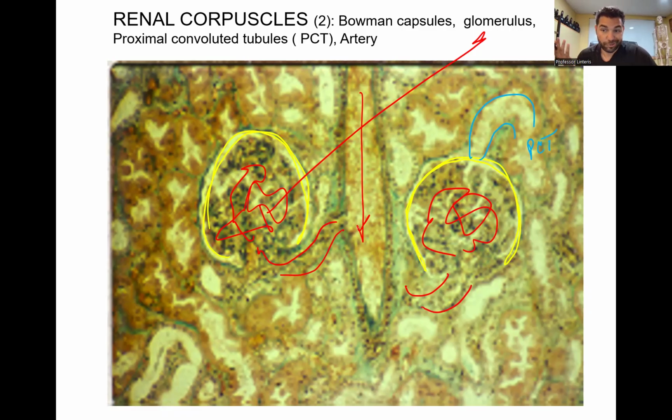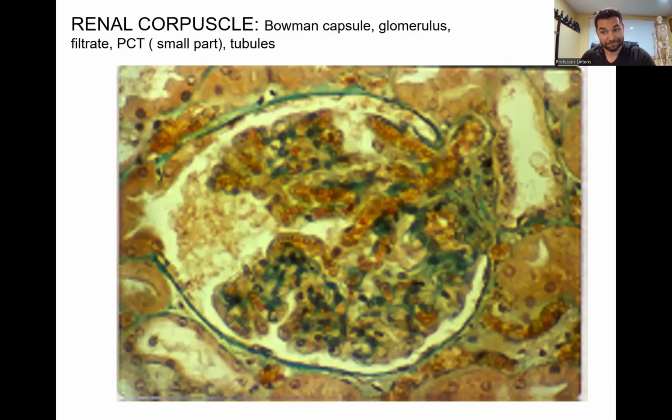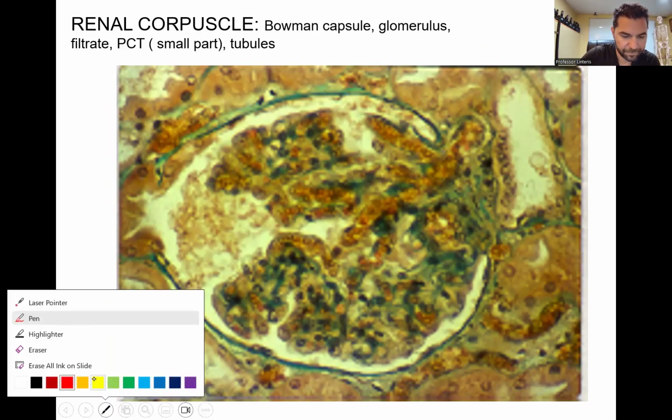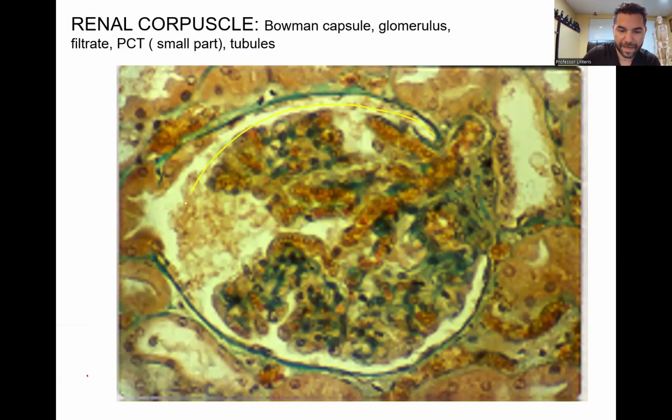So just looking at a couple Bowman's capsules. Another renal corpuscle. I will try to highlight yellow. The Bowman's capsule. Obviously, our PCT would be coming off over here. These are the capillaries that make up the glomerulus. And that's it.